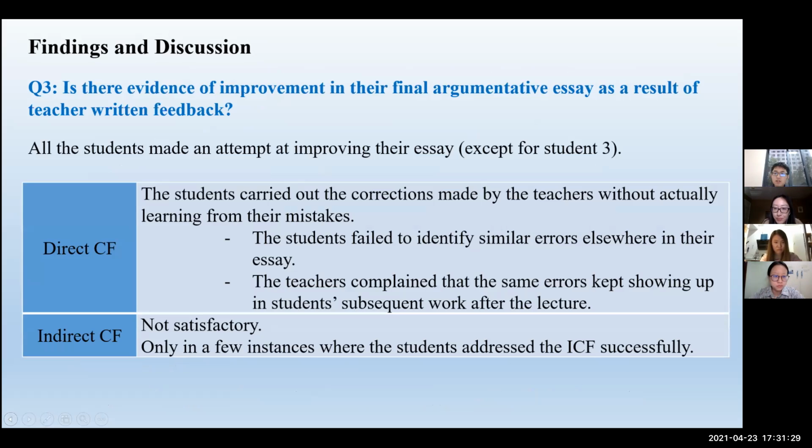So even after the teachers gave them a mini lecture in class about how to avoid such errors, the errors kept showing up in their subsequent work. And it was evident from the essay revisions that the students did not make satisfactory improvement based on teachers' indirect feedback. They did not understand the errors or suggestions, made an unsuccessful attempt, or just ignored the feedback altogether. It was only in a few instances that the students were able to successfully address the indirect feedback.